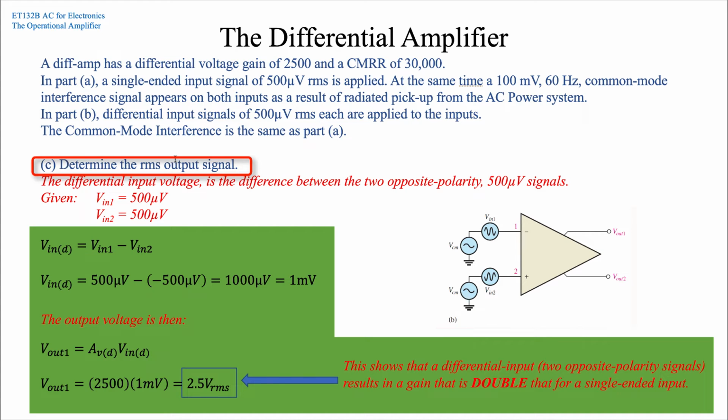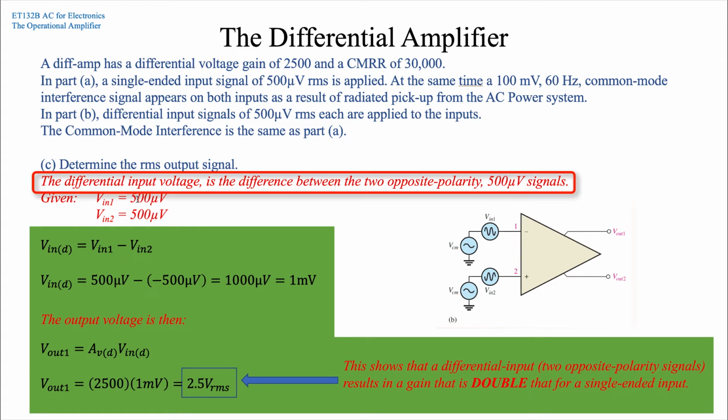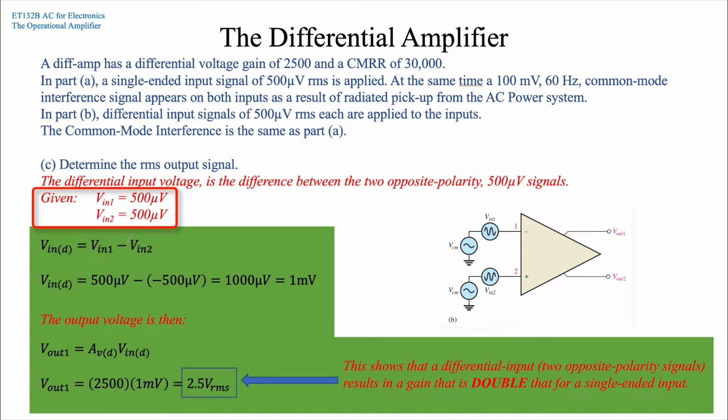In C, we want to determine the RMS output signal. So this time we're going to apply the 500 microvolts to both inputs. So again, we take the difference in the two, V_in1 minus V_in2. This time, since we have one on the inverting and one on the non-inverting input, we end up with a sum of 500 and 500 microvolts, which gives us 1000 microvolts, which we simplify to 1 millivolt.